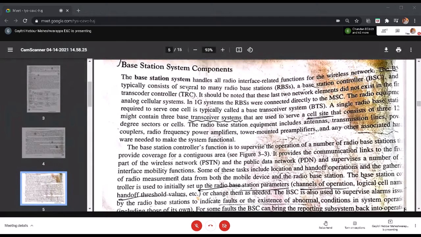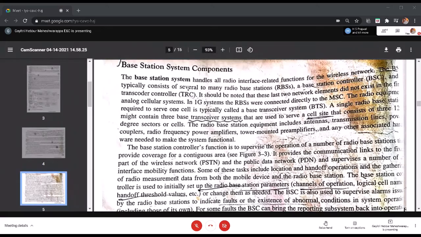When the user is moving, it has to connect to the next cell. Some of these tasks include location and handoff operations, that is, which location the mobile is present in. As I told you, the mobile moves from one radio base station or sector to another sector, and there is the gathering of radio measurement data. What does that mean? Radio measurement data means that when a signal is transmitted from the mobile station to the radio base station or from the radio base station to the mobile station, what is the radio output power? So it gathers radio measurement data from both the mobile device and the radio base station.